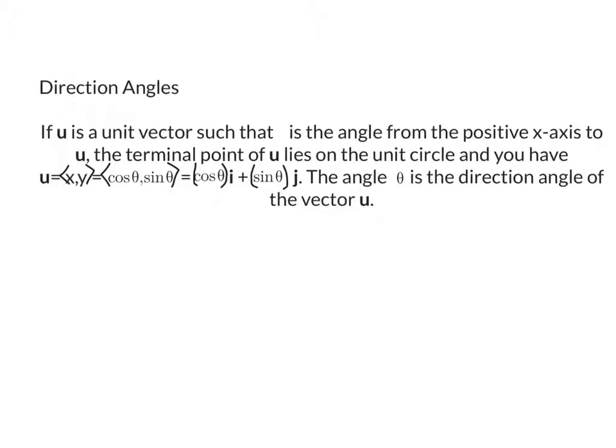So, direction angles. It says if vector u is a unit vector such that theta is the angle from the positive x-axis to vector u, the terminal point of vector u lies on the unit circle, and you have vector u equal to the component form of x, y, which is essentially the component form of cosine theta, sine theta, which is equal to cosine theta i plus sine theta j. The angle theta is the direction angle of the vector u.